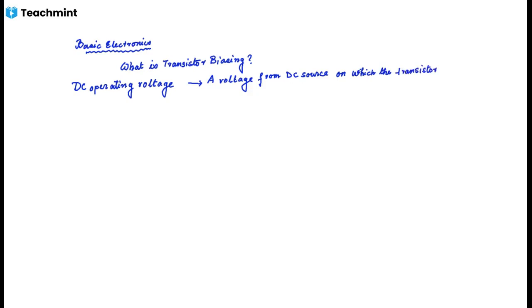Transistor operates. So that is called the DC operating voltage. So clear everybody, what do you mean by DC operating voltage? Everybody cleared? Yes, sir. Okay.